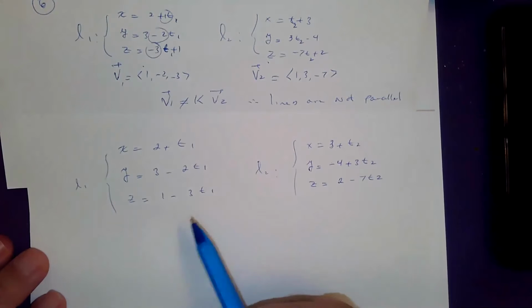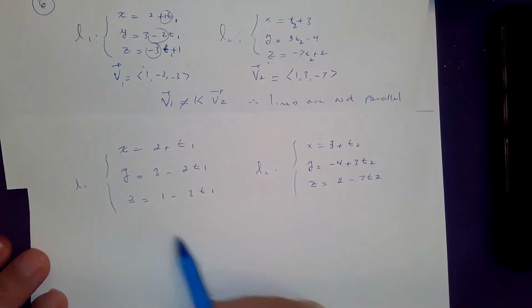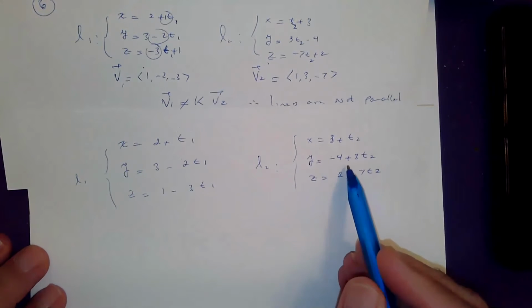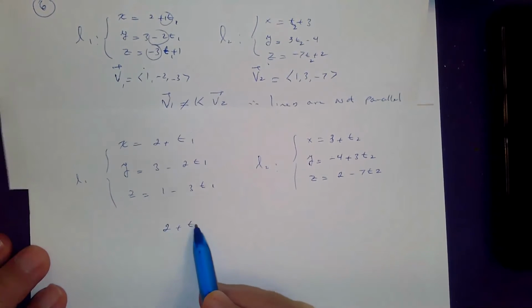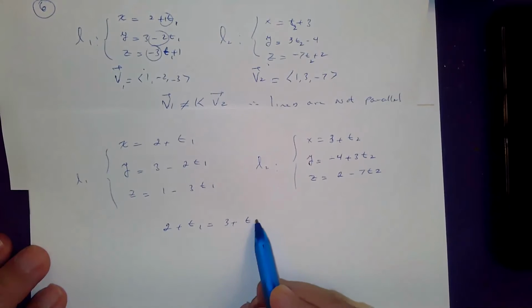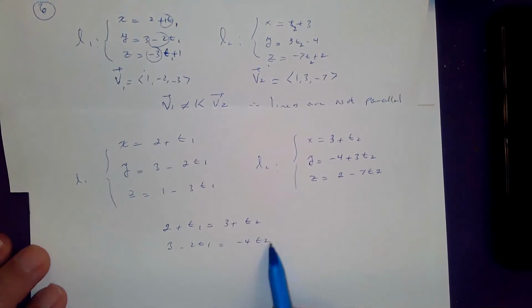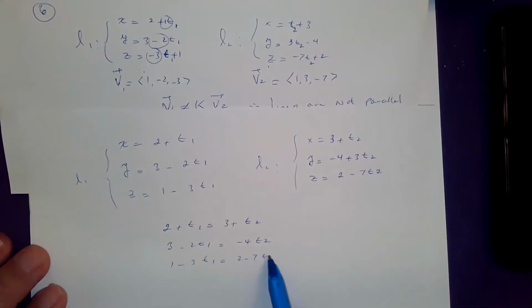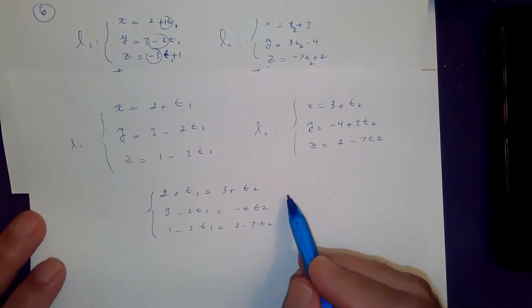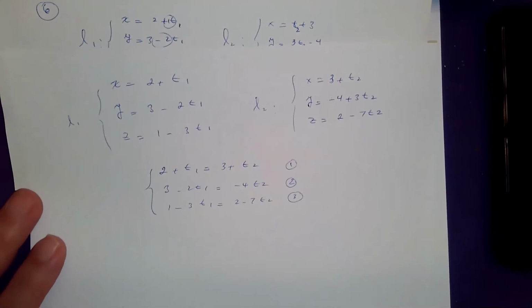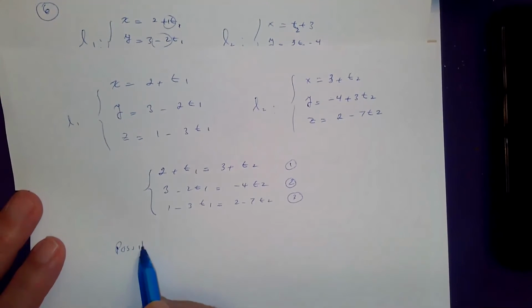So for these guys to cross each other's path, not necessarily at the same time, what I'm going to do is set the x components equal, like so, and see if I can solve this system of linear equations for T1 and T2. Guess what? You got 3 equations, but only 2 unknowns. What are the possible solutions?